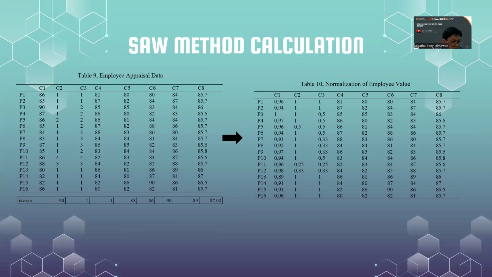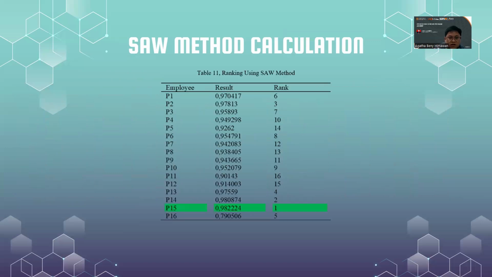After normalizing employee data, the ranking process is carried out. The preference value is obtained by multiplying each criterion weight with the normalization value. Then, a weighted summation of all criteria is performed. The ranking results can be seen in table 11.